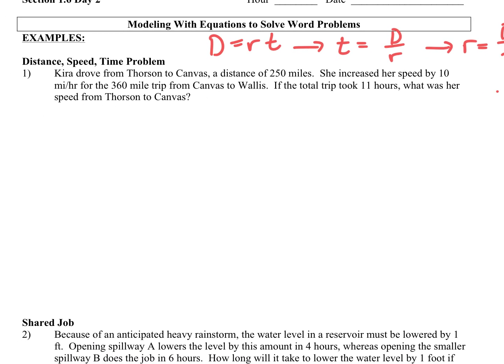So if you look at the problem here, Kira drove from Thorson to Canvas, a distance of 250 miles, so they tell us the distance. She increased her speed by 10 miles per hour for the 360-mile trip from Canvas to Wallace. And if the total trip took 11 hours, so we drove 11 hours total, what was her speed from Thorson to Canvas?